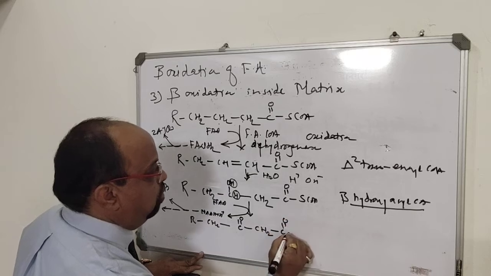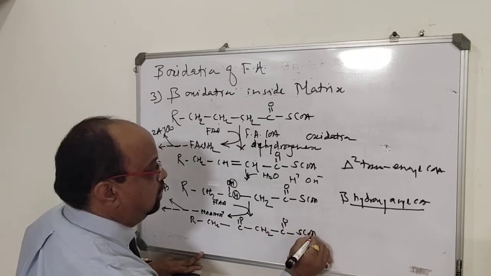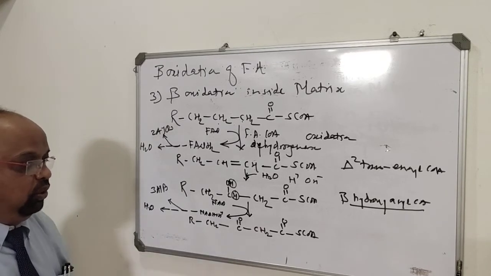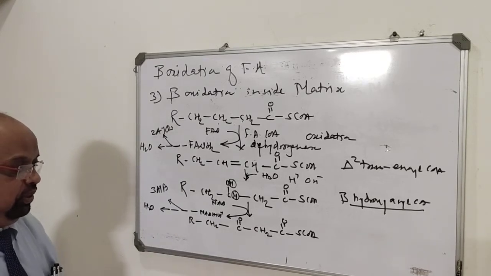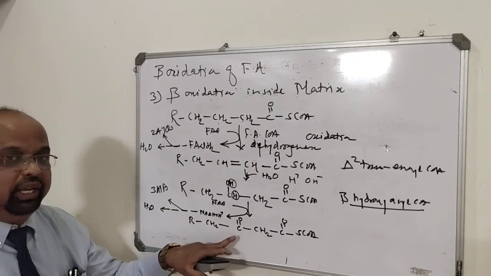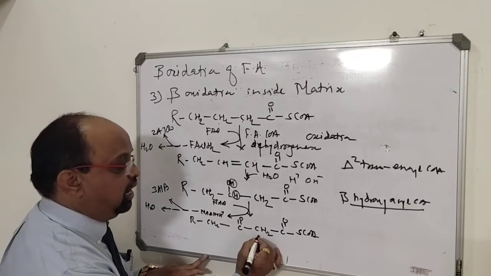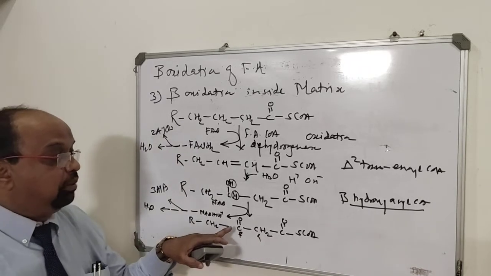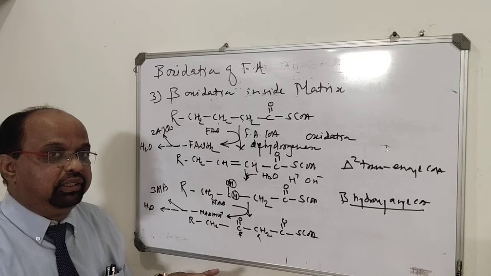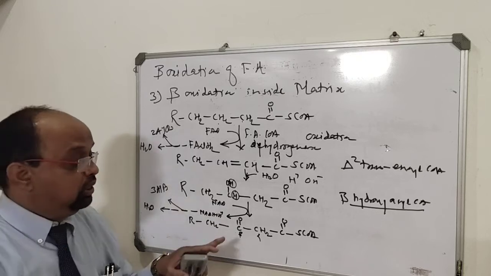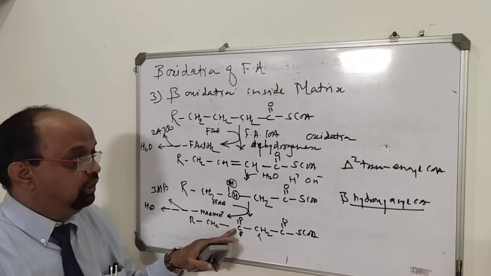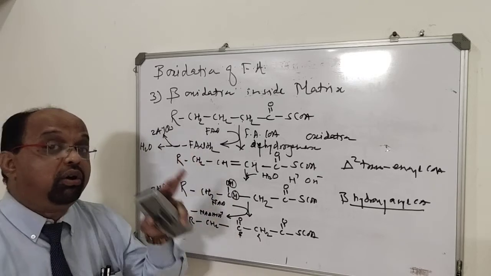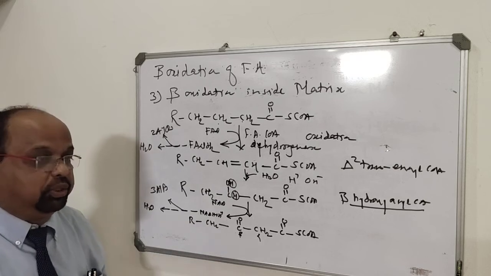so these hydrogen atoms are removed during the oxidation, and this becomes R C double bond O, CH2, again C double bond O, S CoA. Now you can see this is the alpha carbon and this is the beta carbon. On the beta carbon, oxygen is attached. So the oxidation process occurs on the beta carbon. That's why this whole process is known as beta oxidation of fatty acids.